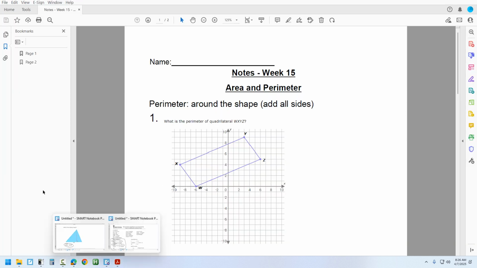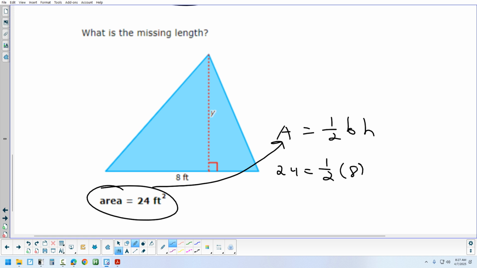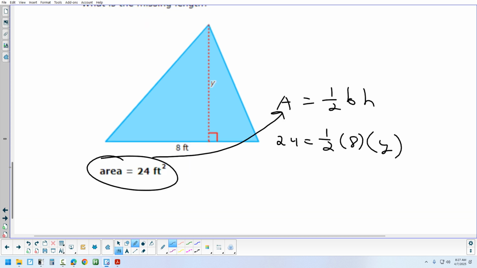All right, so let's go back here. Now, this one's a little different. You are not finding the area. They're telling you the area. How much is the area? 24. So 24 goes in right there. 1/2. And what's the base of the triangle? They give me that as well. 8 feet. And what do they call the height of this triangle? They don't call it h. They called it y. Now we need to solve for y.